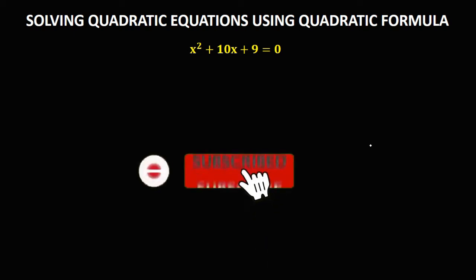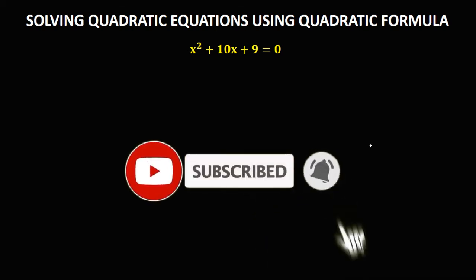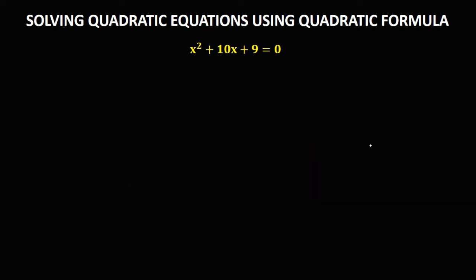Okay, so let's have this topic: solving quadratic equations using the quadratic formula. We have this given quadratic equation. First we need to check if the given equation is in standard form. This is the standard form of a quadratic equation: ax squared plus bx plus c equals 0.